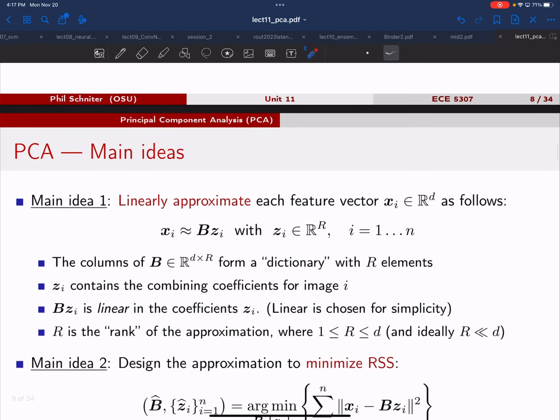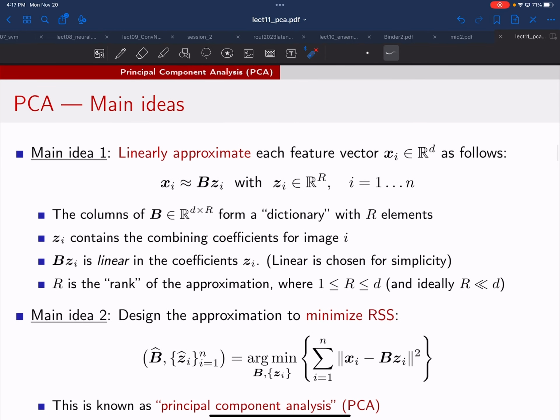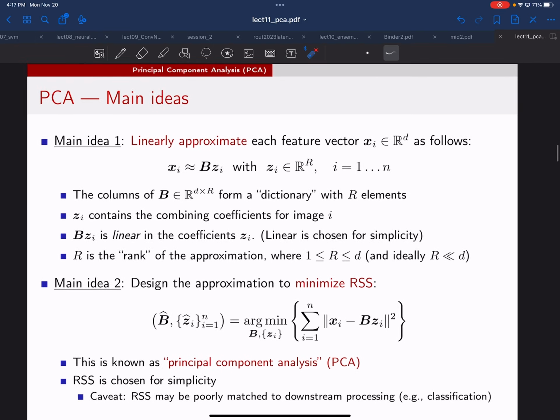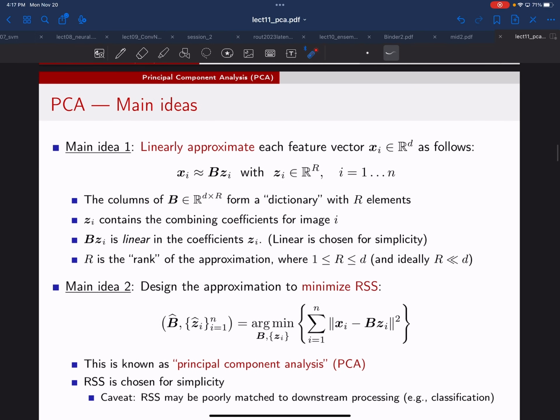All right, so the rest of today's lecture is a bit heavy in terms of linear algebra. Basically what we want to do is derive PCA. First explain it, then derive it. So it takes a few slides to do this. Let's first describe what PCA is. There are basically two main ideas. The first main idea is that we have a linear approximation.